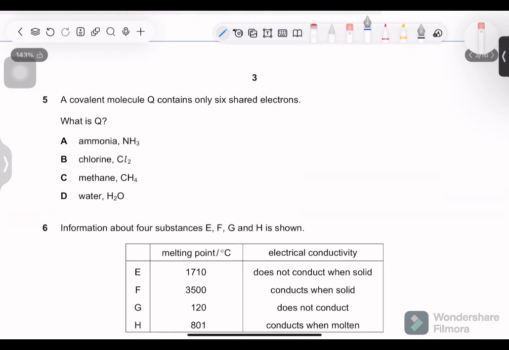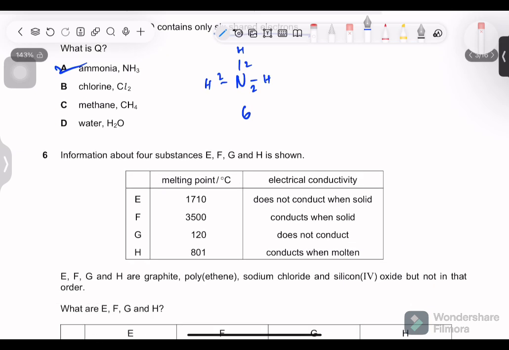A covalent molecule Q contains only 6 shared electrons. What is Q? 6 shared electrons. Okay, so let's draw each of them. H, H, H. So 2, 2, 2. So 6. So option A is correct because each bond represents 2 electrons.